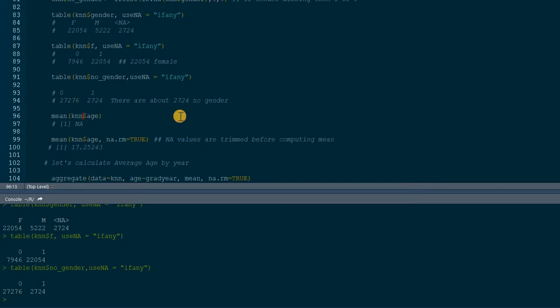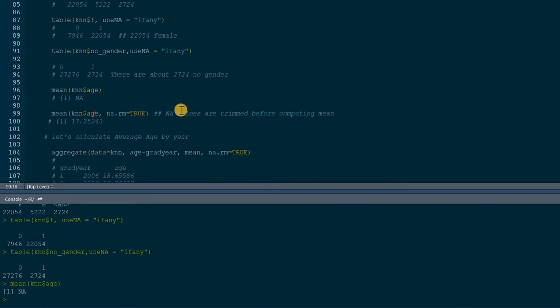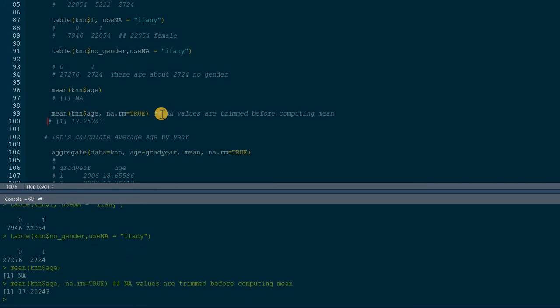And let's check age again. So age has NA, so you can't calculate an average. So what we do is we take na.rm equals true. RM means remove. So NA values are trimmed before calculating the average, and the average is about, sorry, 17 average.